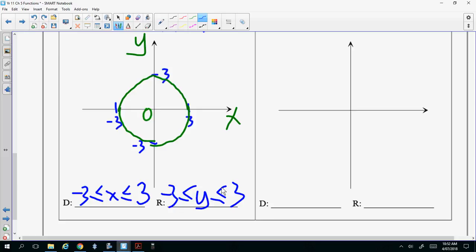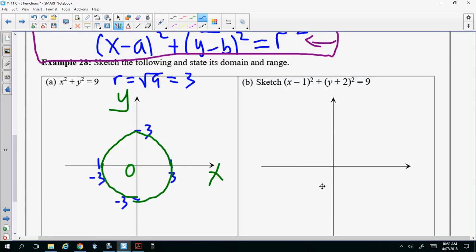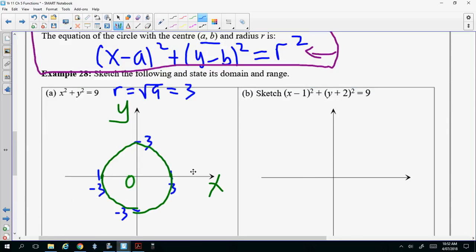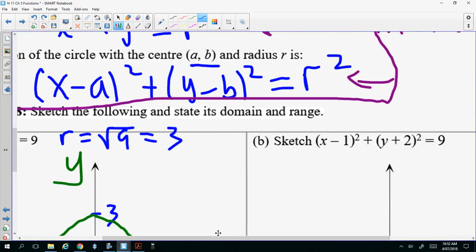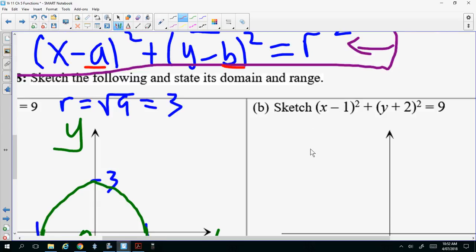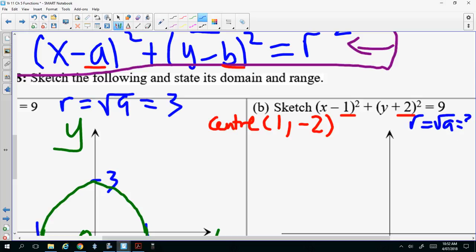Okay, now let's look at the next one where the center is not at the origin. Let's work out the center for this one. Now watch this. Now remember, if the centers are A and B, it gives minus A, minus B. So therefore, the center for this will be 1, comma, this is plus 2, so it must be -2. That's your center. So work out the center first. And what's the radius? 3 again. Yep. So we're going to do 1, -2.